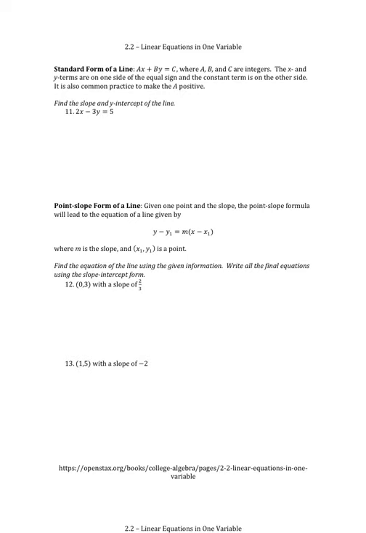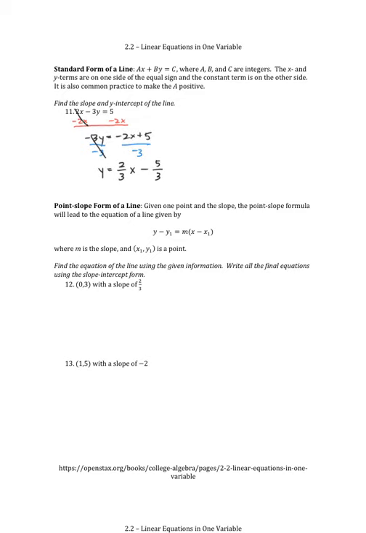Okay. So to do that, you're going to isolate the y. We want to get the y by itself. So we'll start by subtracting 2x from both sides. When we do that, those will cancel out and we'll get negative 3y is equal to negative 2x plus 5. And to finish getting the y by itself, we're going to divide by negative 3. So that's going to be y equals negative 2 divided by negative 3 is positive 2/3 x. 5 divided by negative 3 is minus 5/3.